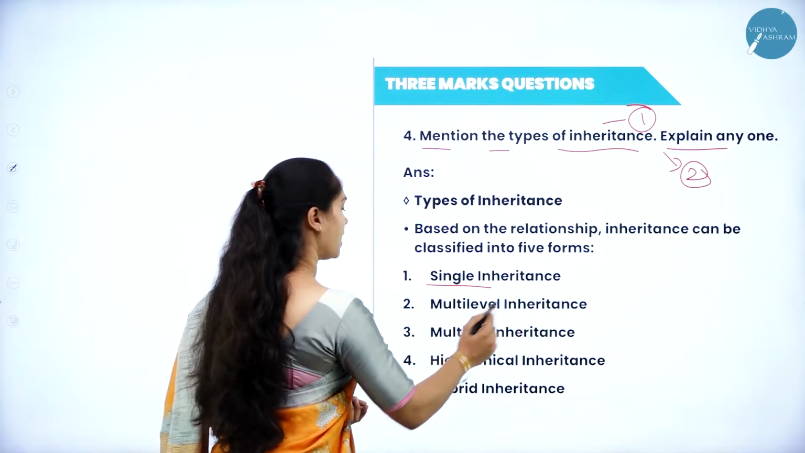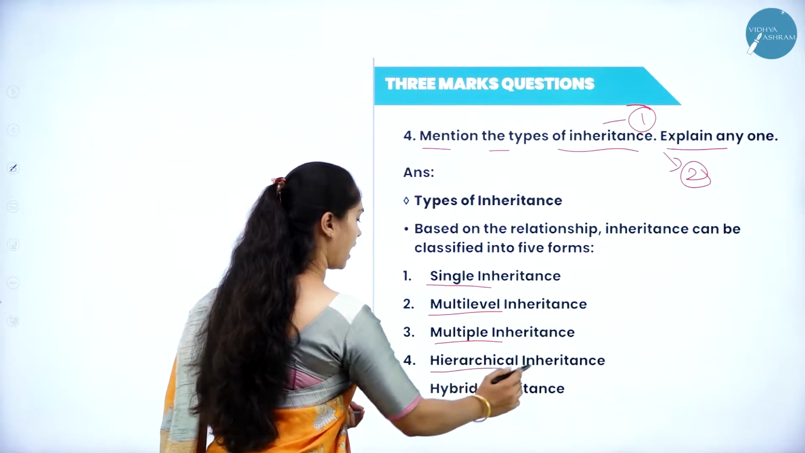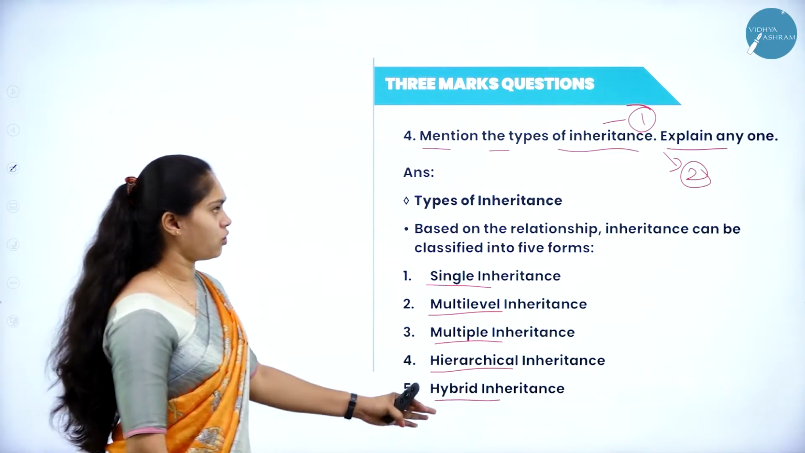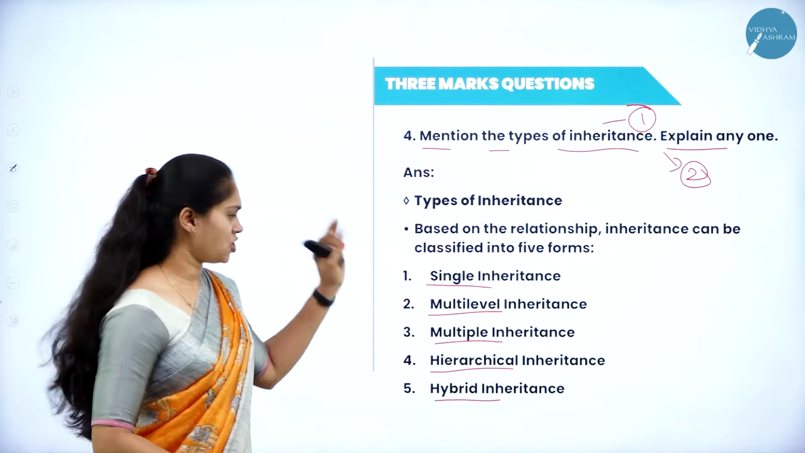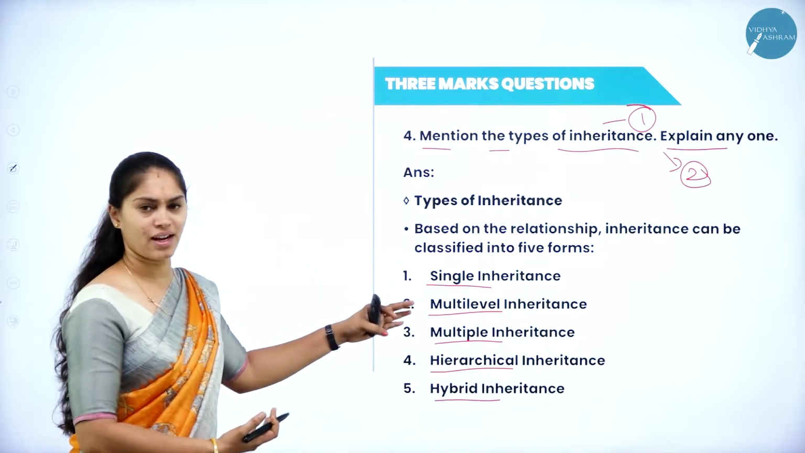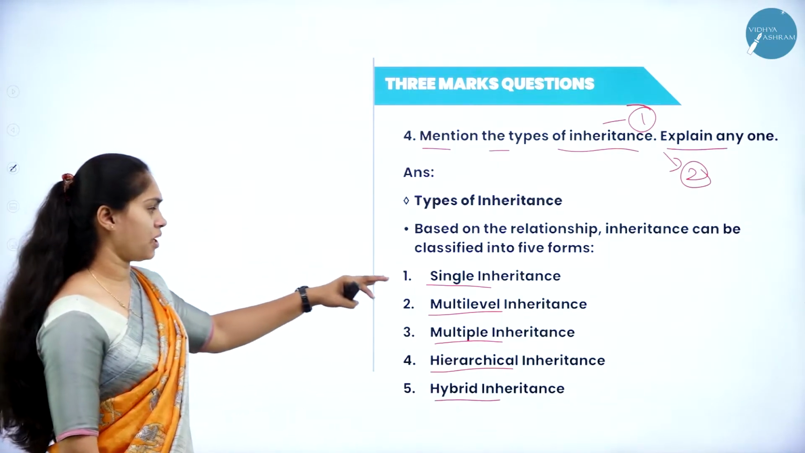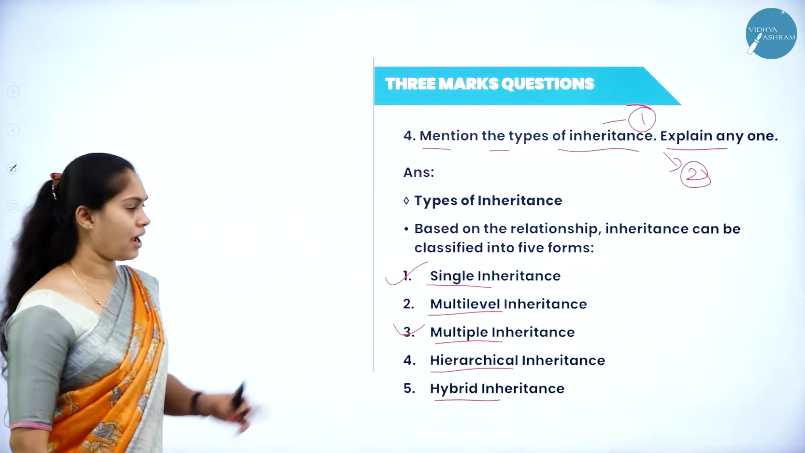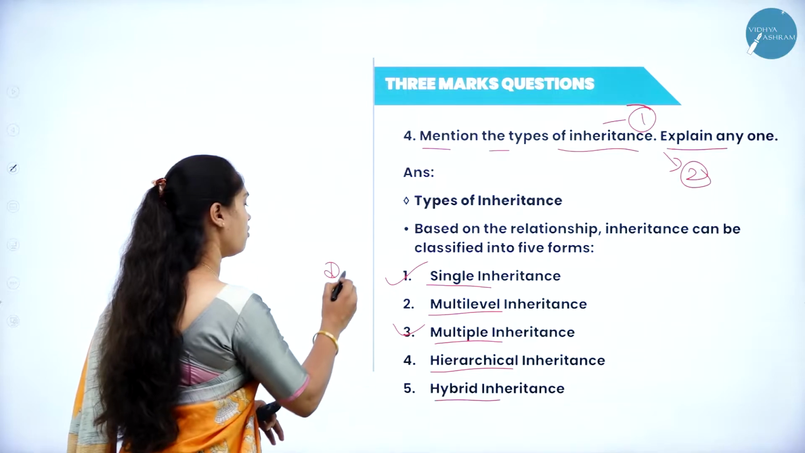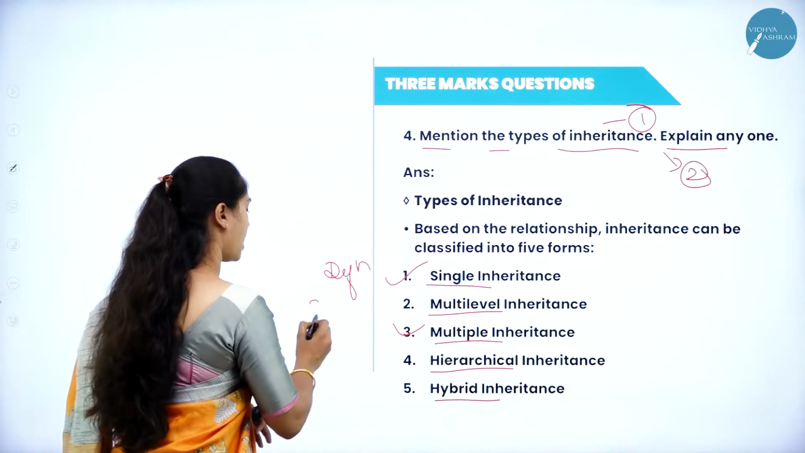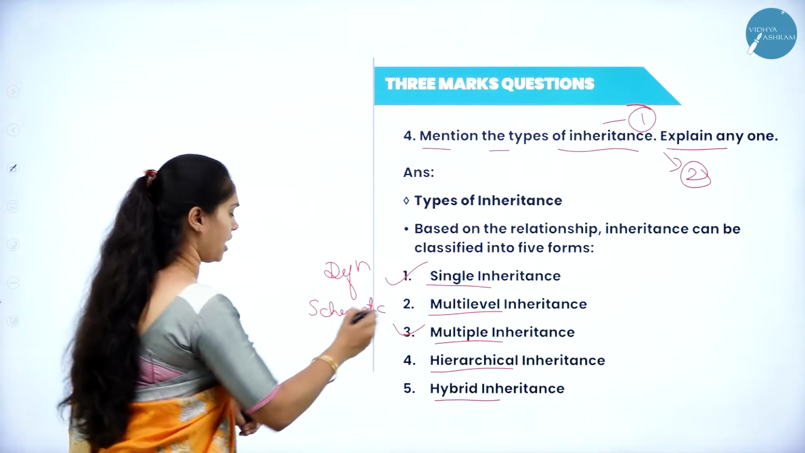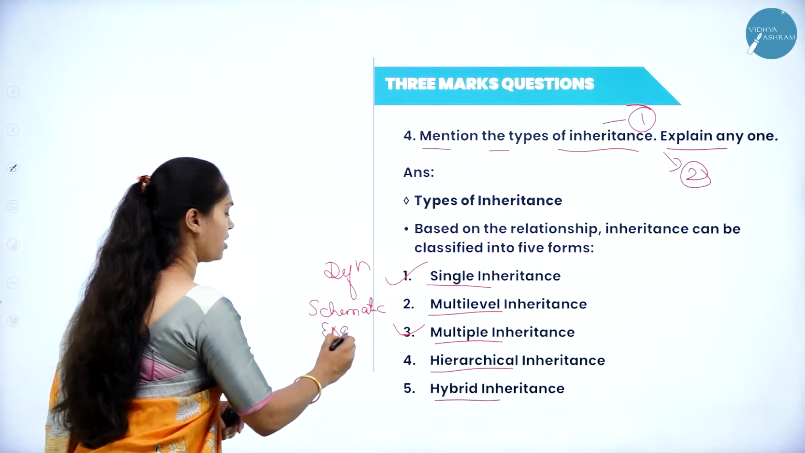We have single inheritance, multi-level, multiple, hierarchical, and hybrid inheritance. So when you want to explain, you can choose any one of these types of inheritance and explain it. If I am taking, for example, single and multiple inheritance, at that time I have to write the definition of each type of inheritance and the schematic representation of each type, and then along with one example.